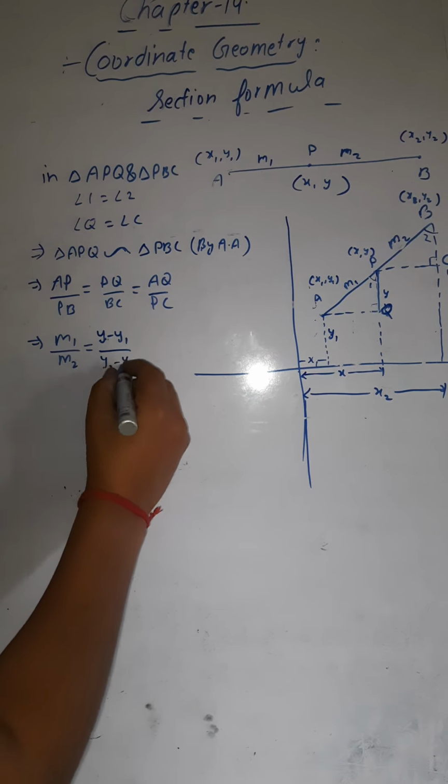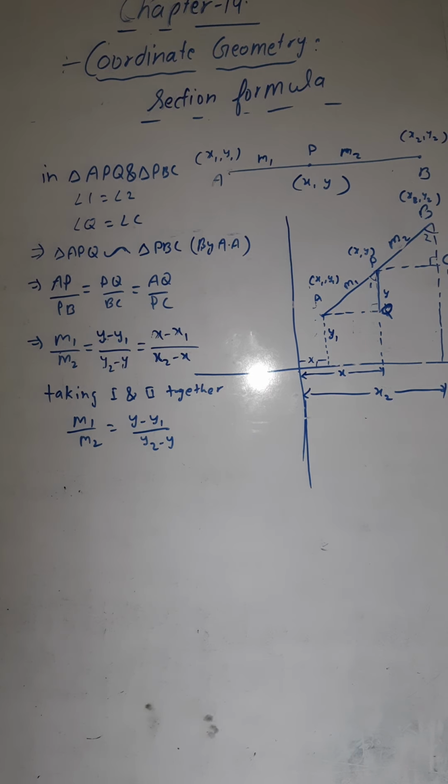So first I will take the first and second together because these two are equal. So taking the first and second together, if you see, m1 by m2 is equal to y minus y1 by y2 minus y. Just cross multiply. You would be getting your answer. Let me erase upside from here, this complete one I am erasing upside.